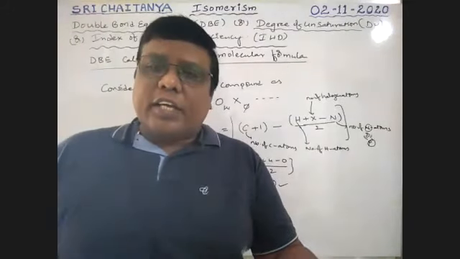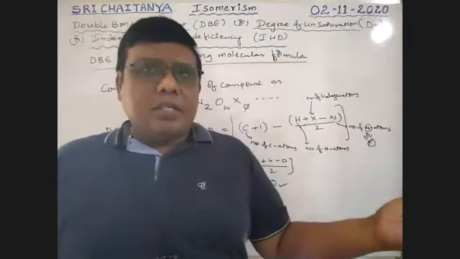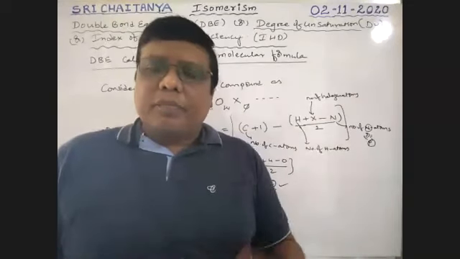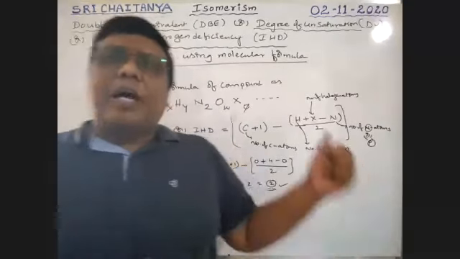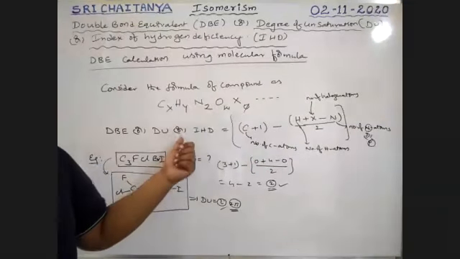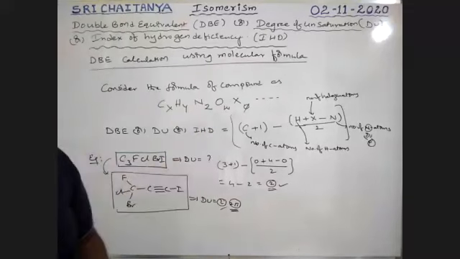If you know the structure, identify the pi bonds and also the rings. The sum of the pi bonds and rings is equal to the degree of unsaturation. If you know the molecular formula, apply this formula to calculate the degree of unsaturation.